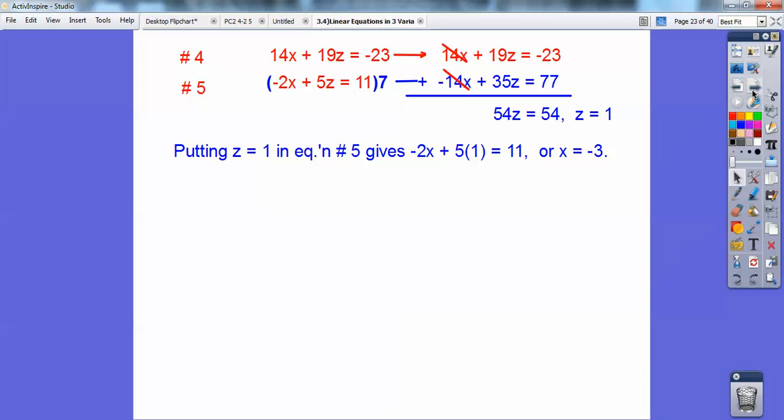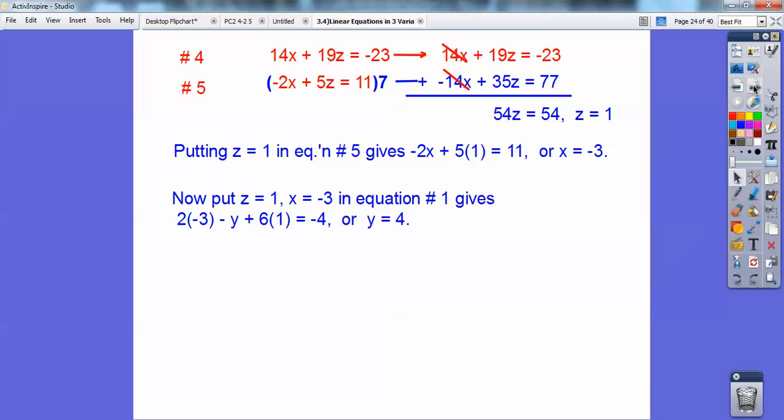So substitute z equals 1 into this one right there, and then I get x equals negative 3. So now I have x equals negative 3, z equals 1, and I'm going to go back to one of the original equations to get y. Okay, so I put it in the top equation, the first one right there. So it was 2x minus y plus 6z equals negative 4, and I put in x equals negative 3 for x, and z equals 1 for z, and then solve those guys, and you get y equals 4.